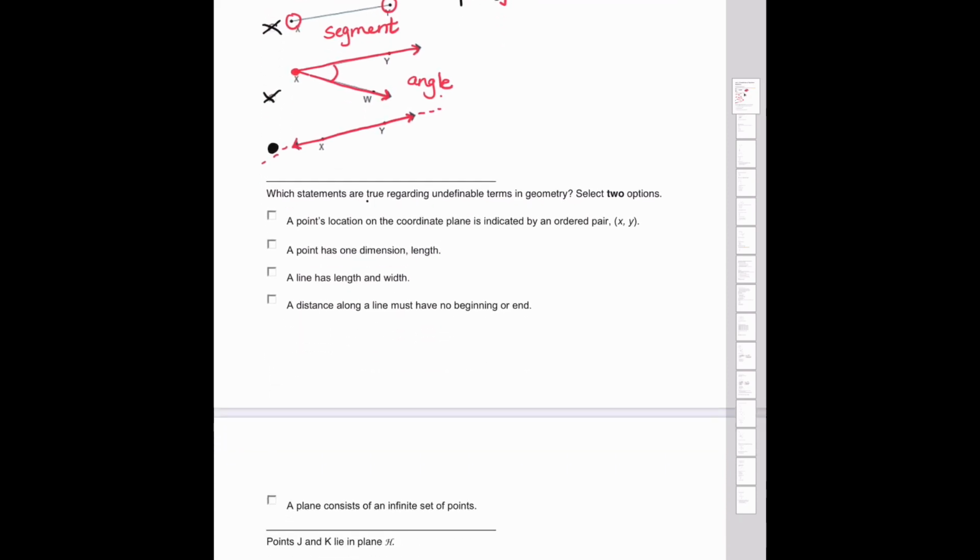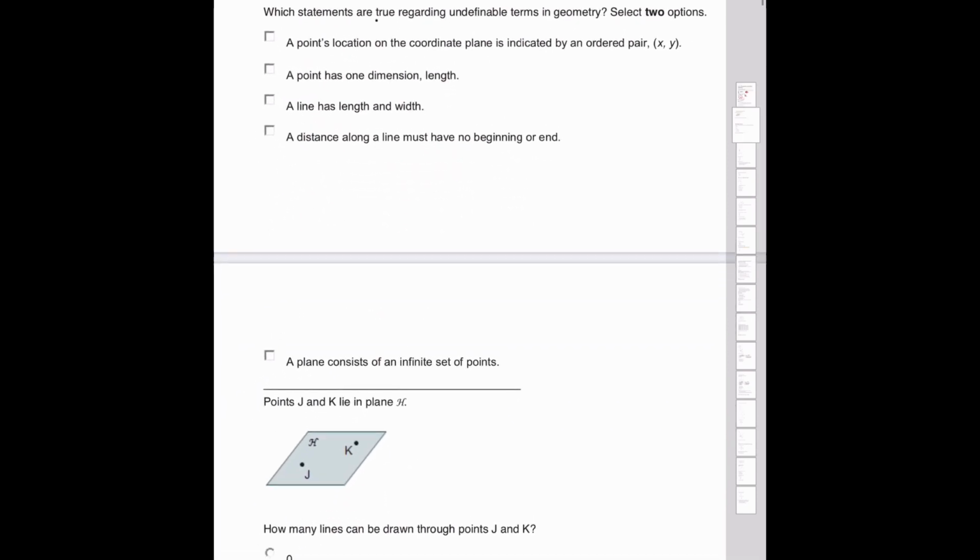Let's go to the next question. This question asks, what statements regarding undefinable terms in geometry are true? We're looking for true statements regarding undefinable terms in geometry. We are to select two options. Therefore, because we know we are to select two options, if we select three options, well, then one of those must be wrong. So we are looking for true statements regarding undefinable terms in geometry.